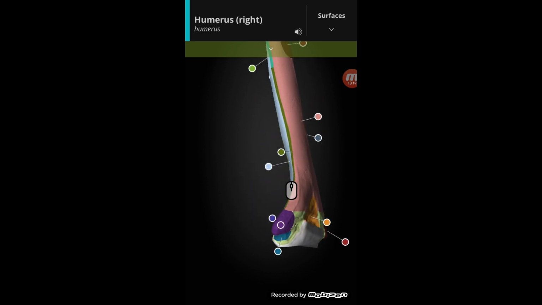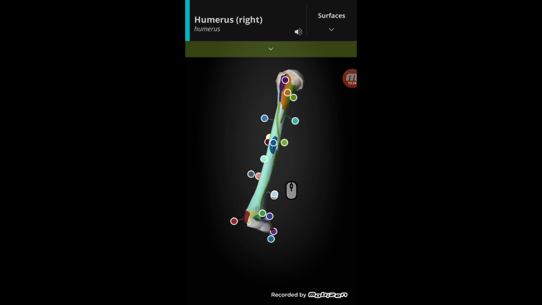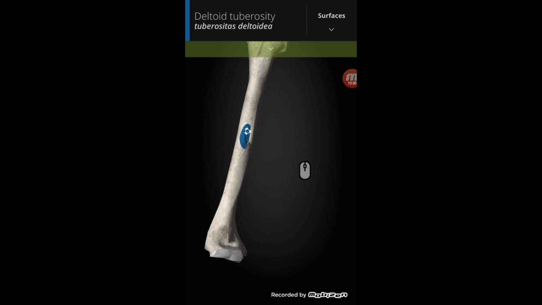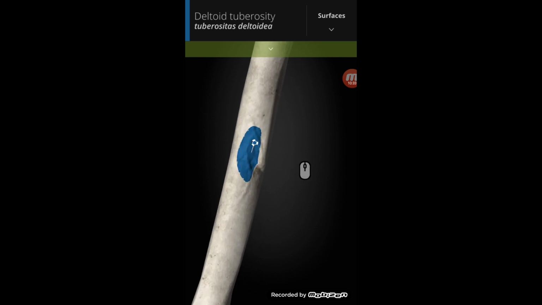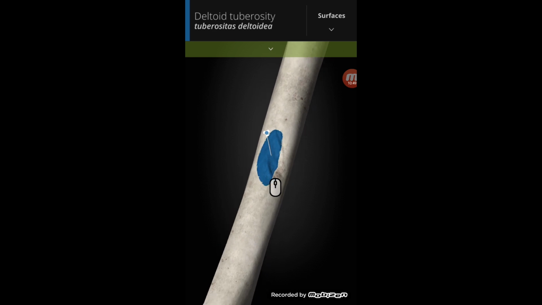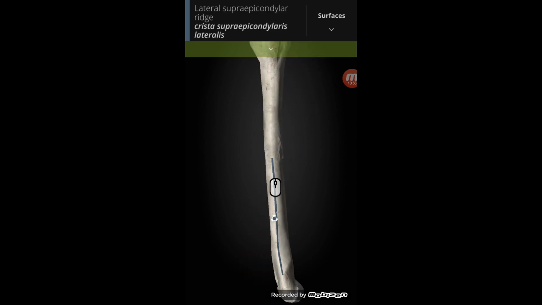So these are the general features, and now we will discuss some others. This is the deltoid tuberosity. Here is an impression on the real bone and on this model also. This deltoid tuberosity is the impression for the attachment of the deltoid muscle. So this impression is the attachment site for the deltoid muscle. Now we will discuss the lateral supracondylar ridge.